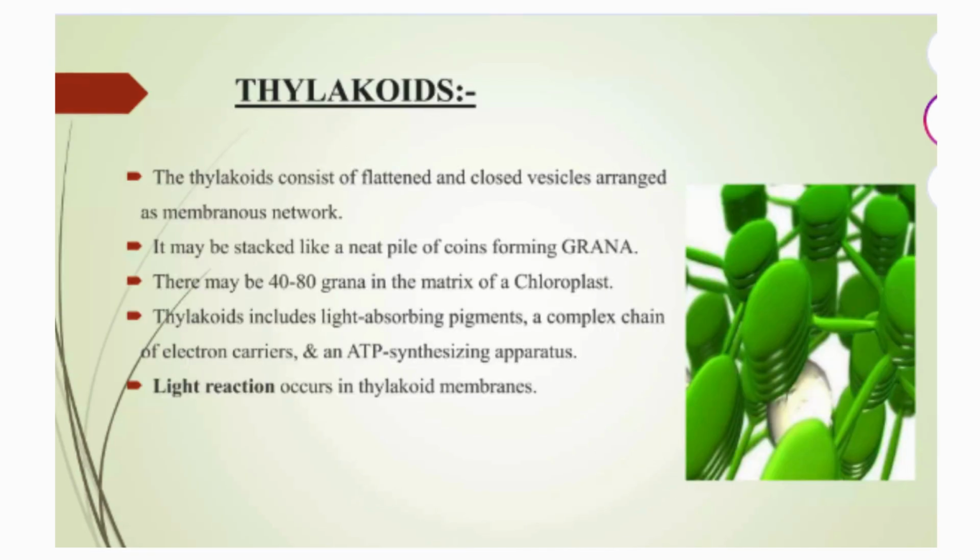The third part is the thylakoid. In this picture you can observe that the thylakoid consists of flattened and closed vesicles arranged as a membrane network. It may be stacked like a neat pile of coins forming the grana. There may be 40 to 80 grana in the matrix of the chloroplast. The thylakoid includes the light-absorbing pigment, a complex chain of electron carriers, and an ATP synthesizing apparatus. The light reaction occurs in the thylakoid membrane.